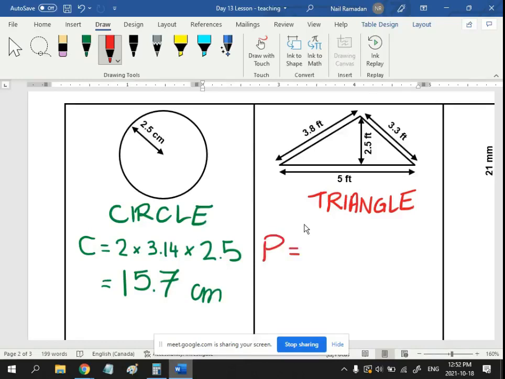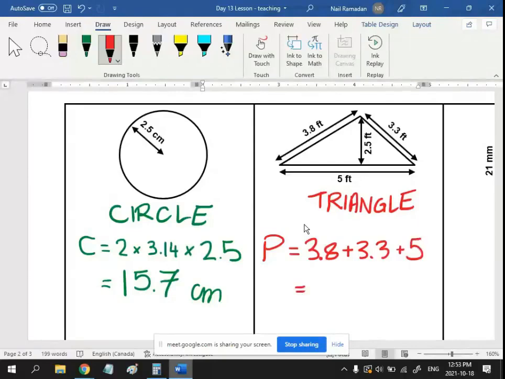Does it matter which one of the sides you write first? Nope. You're going to have to write the three of them. This one, and this one, and this one. So go ahead. 3.8 plus 3.3 plus 5.